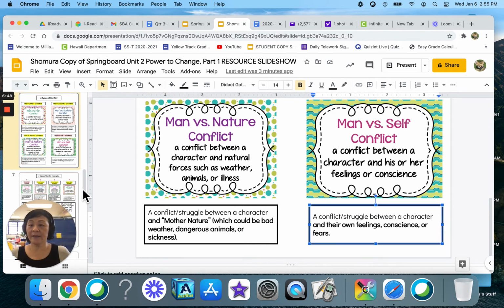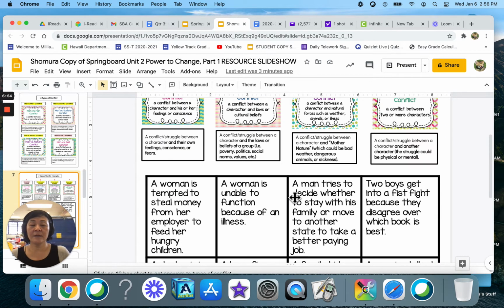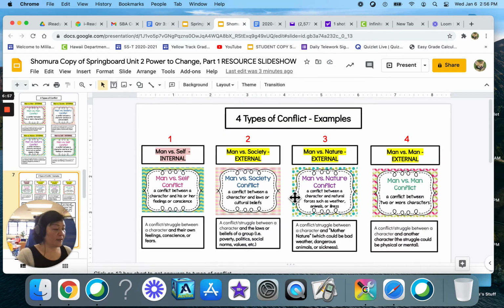The next slide should look familiar. Might look a little different, but the words should be familiar. So it's going to be with this page. So 4 types of conflict examples. Okay? As you will see here, you should have cut it out and glued it. The first one is man versus self, right? Because it's the heart and the brain. And if you notice in the resource slide, it is man versus self, and that is going to be number 1. Okay? And all this is the definition again.